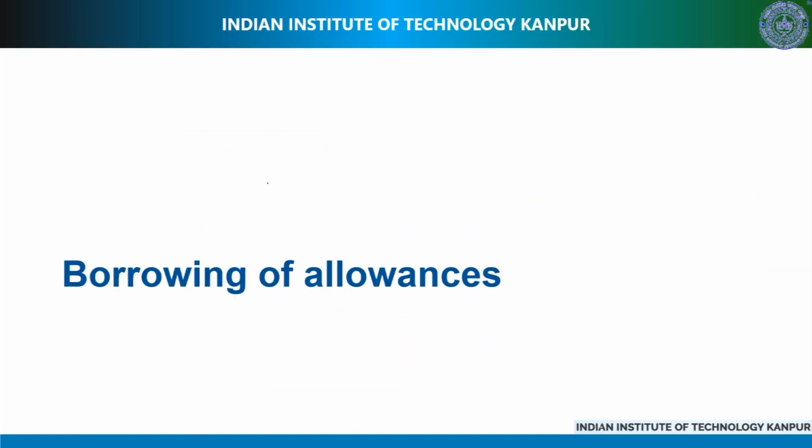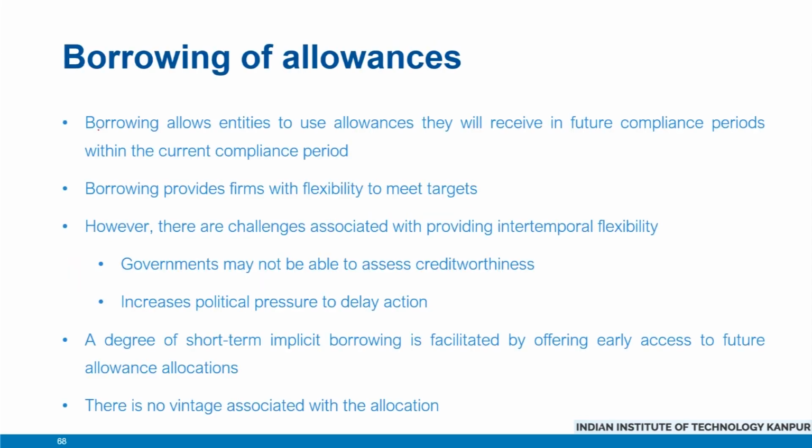In this video, we discuss another very important concept of market microstructure of emission trading systems, which is borrowing of allowances. To begin with, borrowing allows entities to use allowances that they will receive in future compliance periods within the current compliance period. This means regulated entities can emit more today and make up for this with larger emission reductions in the future. Essentially, borrowing provides firms with flexibility to meet targets. For instance, installations that cannot easily abate immediately have the opportunity to make investments that will provide greater abatement in the future.